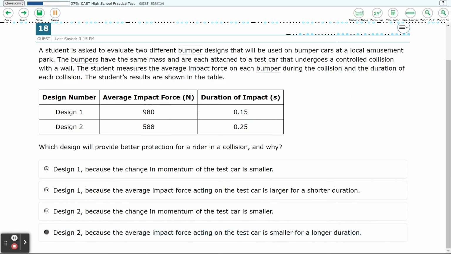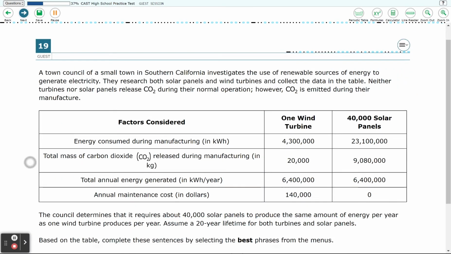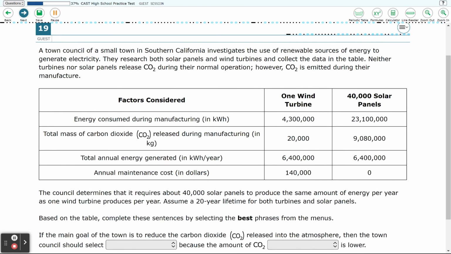Move on to question number 19. In this one, we see that a town council of a small town in Southern California investigates the use of renewable sources of energy to generate electricity. They research both solar panels and wind turbines and collect the data in the table. Neither turbines nor solar panels release CO2 during their normal operation. However, CO2 is emitted during their manufacture.